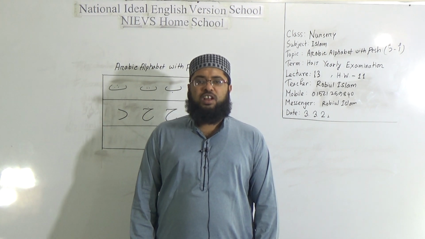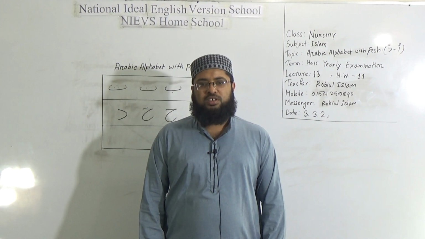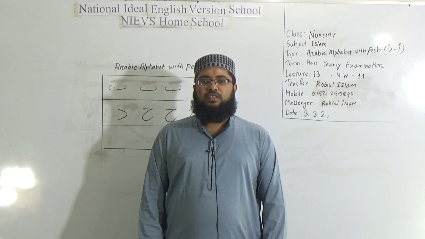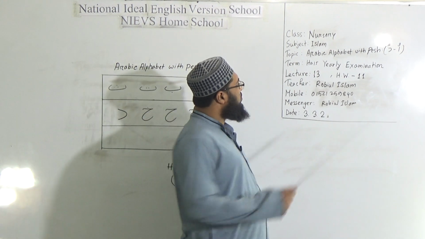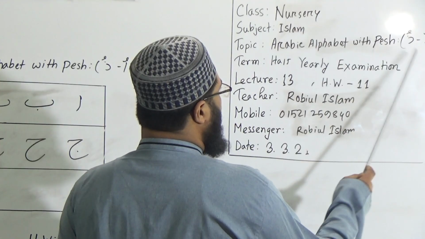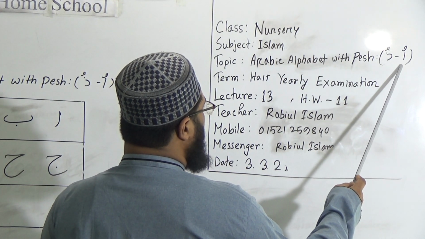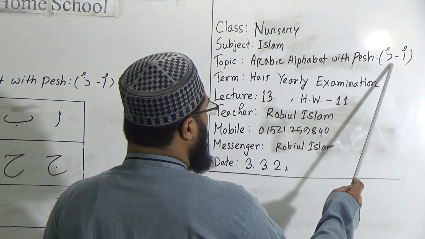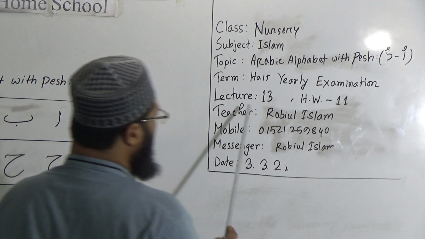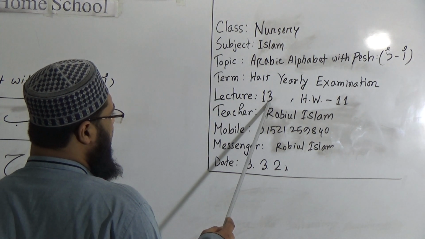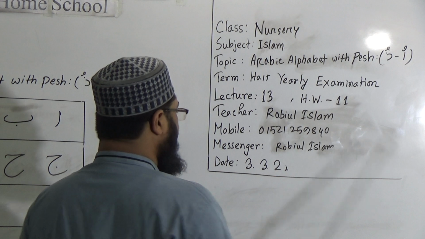This is Mr. Robiul Islam, Assistant Teacher of Islamic Studies of National Ideal English Version School, morning shift. Today I am going to take an Islamic Studies class for class nursery, and our today's topic is Arabic alphabet with Pesh from Alif to Zal. That means from Alif Pesh U to Zal Pesh Zu. And my dear students, today is our lecture number 13 and SW number 11.